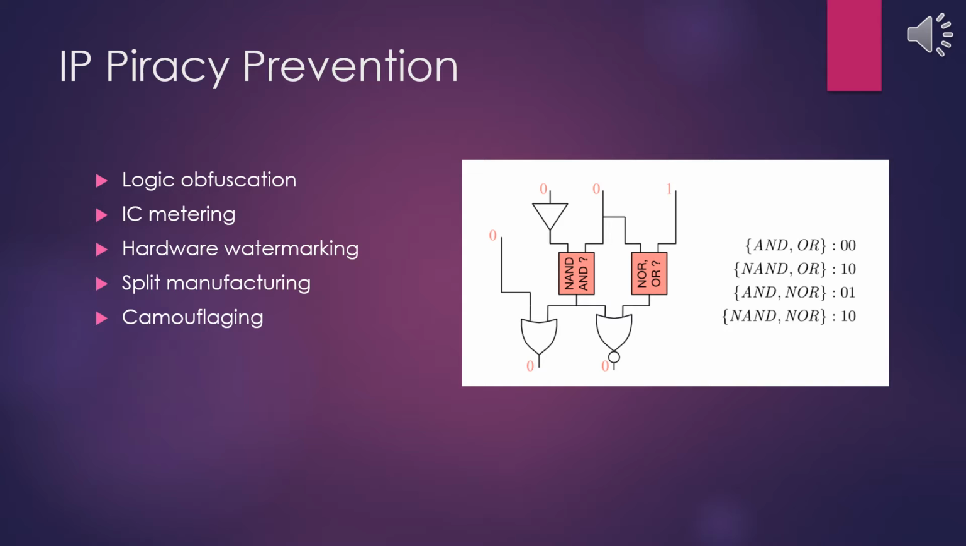Camouflaging cells replaces individual logic cells with cells that look similar but function differently, which can prevent reverse engineering by making it very difficult to determine the actual functionality of the chip. The diagram here shows a design with two camouflage cells, which result in 4 different potential outputs, depending on what combination of the two the design actually contains.